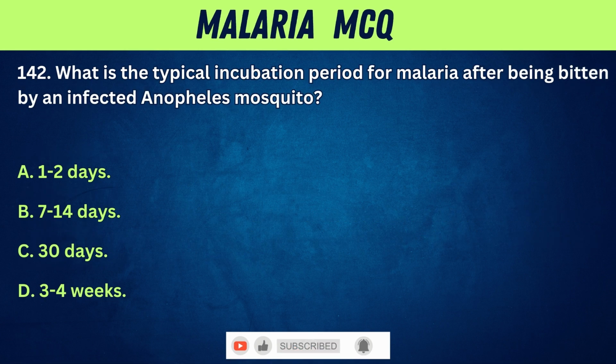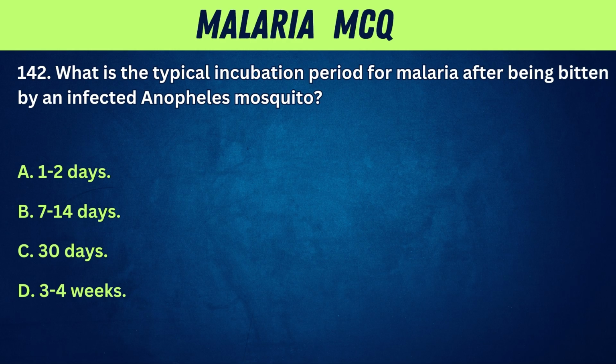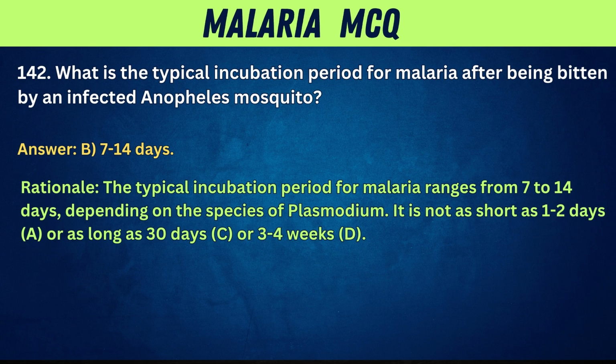What is the typical incubation period for malaria after being bitten by an infected Anopheles mosquito? A. 1 to 2 days. B. 7 to 14 days. C. 30 days. D. 3 to 4 weeks. Answer. B. 7 to 14 days.